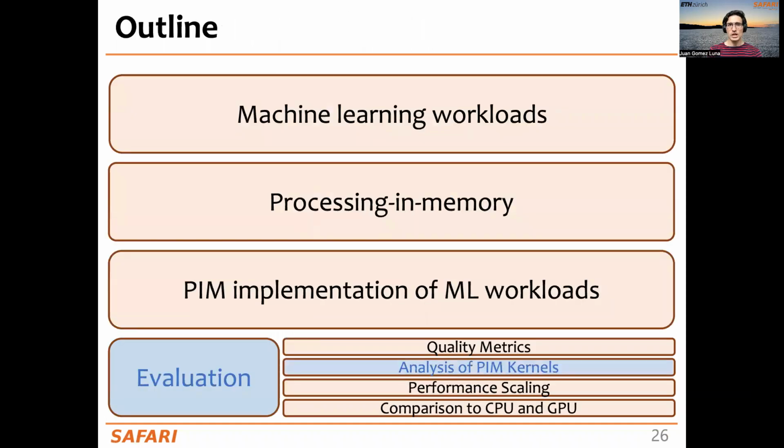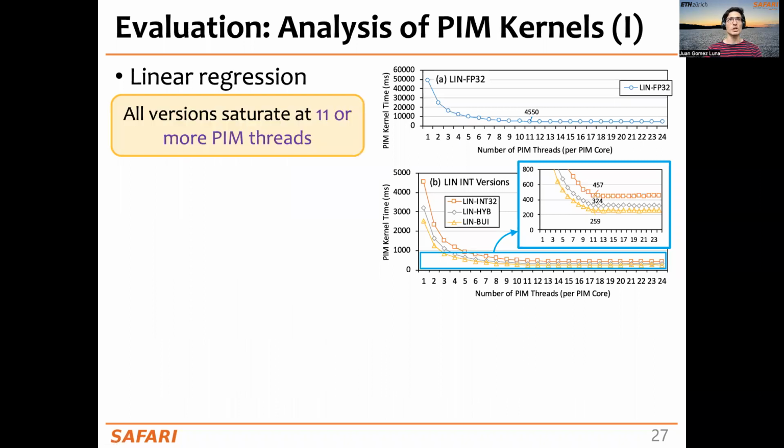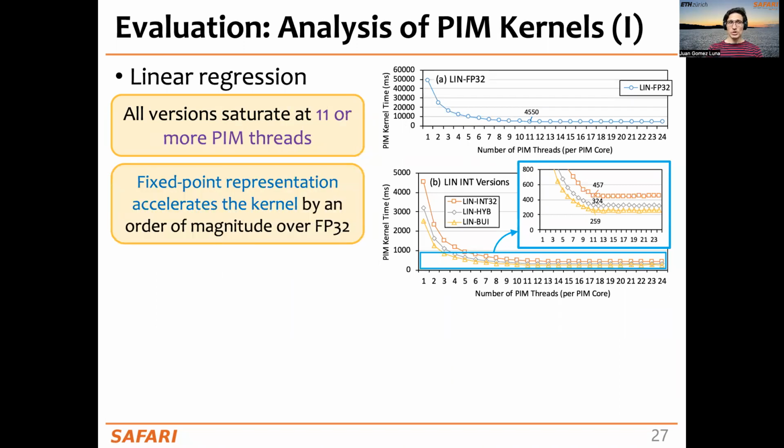Okay, now let's go with the analysis of PIM kernels. These are results for linear regression. As you can see, in the y-axis of these 2 plots we have the PIM kernel time, and in the x-axis we have the number of PIM threads from 1 to 24, which is the maximum in the PIM cores of the PIM architecture. One first observation is that all versions saturate at 11 or more PIM threads. Another observation is that the fixed point representation accelerates the kernel by an order of magnitude over the version that uses 32-bit floating point numbers.